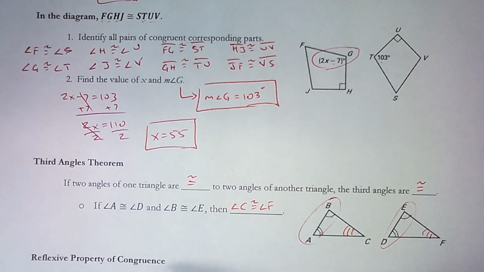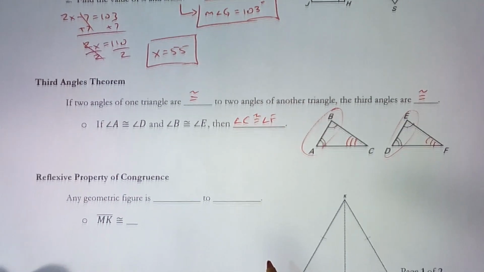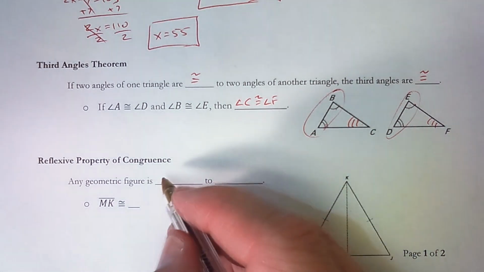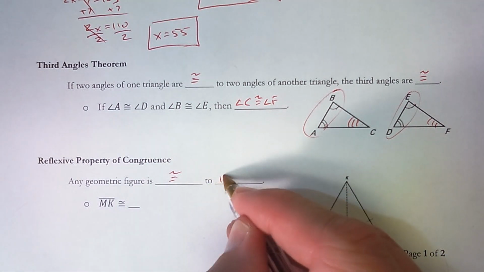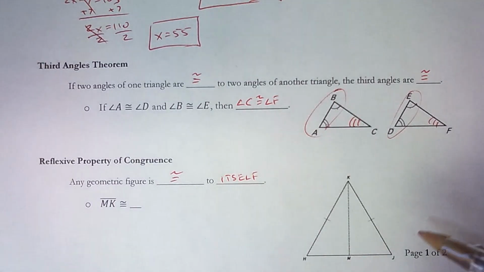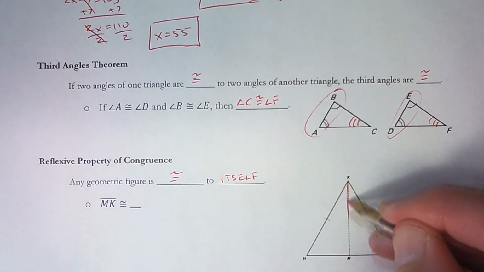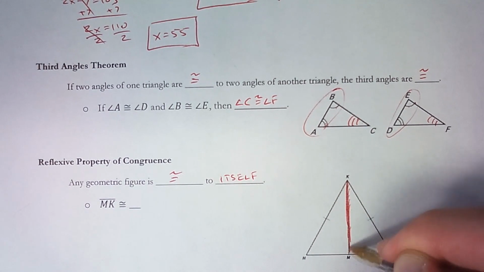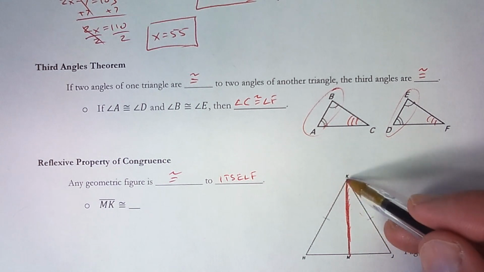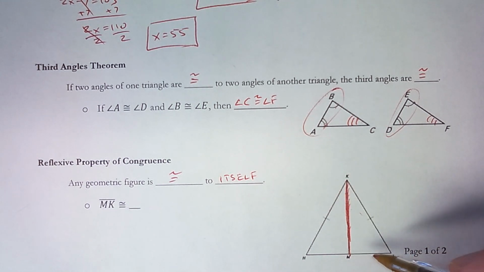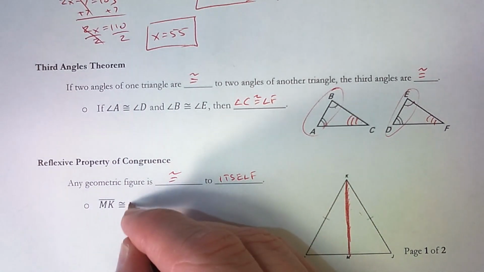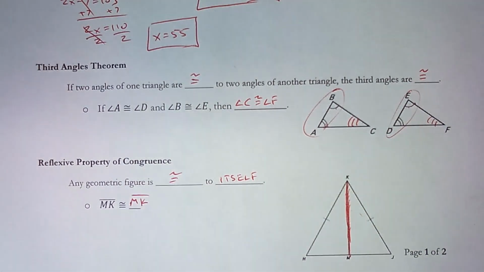Okay? The reflexive property of congruence. This is one that's going to come up a lot in our coming lessons. Any geometric figure is congruent to itself. And a way that manifests itself a lot is like right here. These two triangles are sharing a side. So I've got a triangle over here and a triangle over here, and they are sharing a side. And it is a true statement that segment MK is congruent to segment MK.